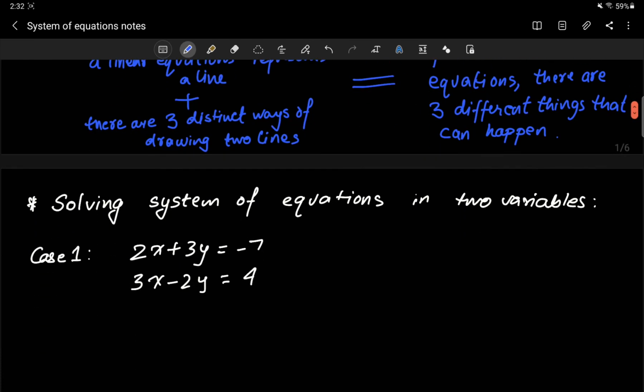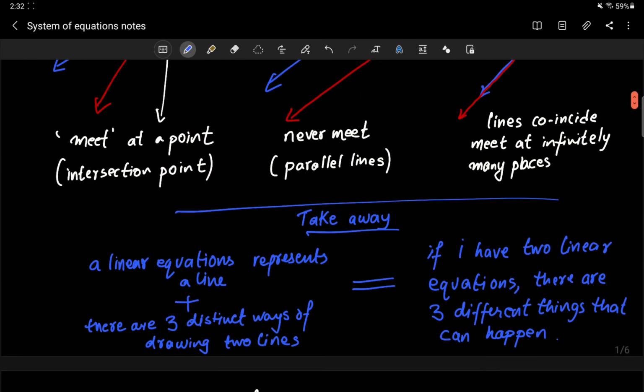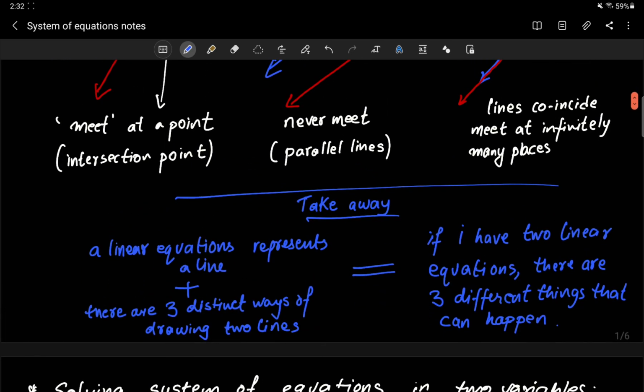That's going to be in the next video. In the next video we look at how we can solve these systems of two equations, and then how we can find these three different things that we expect to happen.